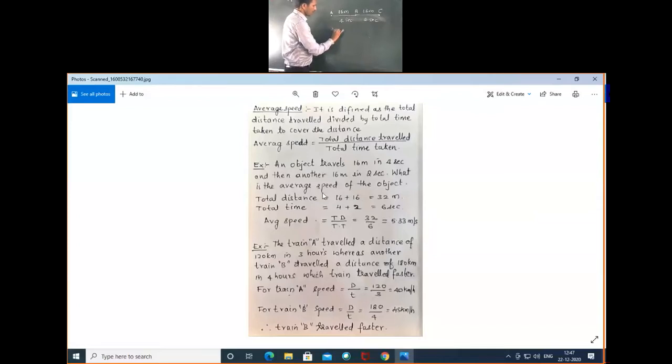So average speed is equal to total distance traveled divided by total time taken. So total distance, how much? 16 plus 16, so it is 32. Total time taken, how much? 6 seconds. So the answer is 5.33 meters per second. Like this we have to calculate.